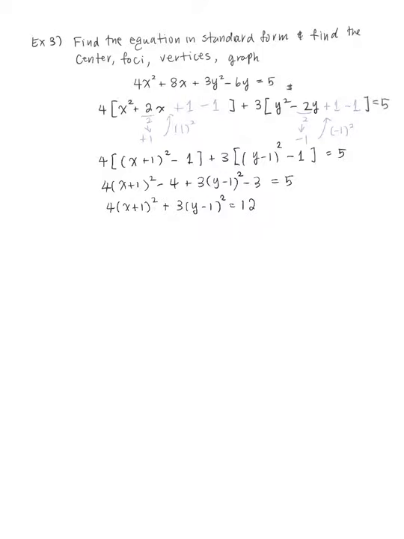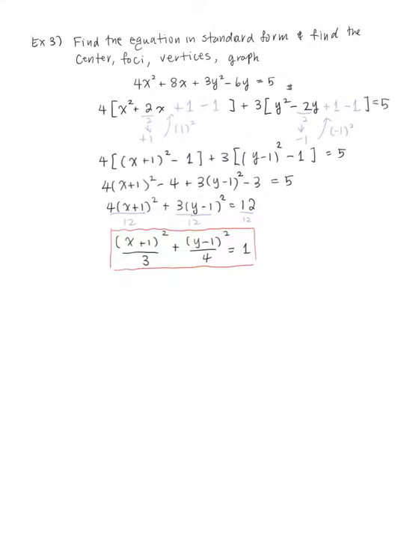Okay, now in order for you to make that perfect equation, the right hand side has to be 1. So we need to divide it by 12. So it looks like our equation is going to be x plus 1 squared over 3, and then plus y minus 1 squared all over 4 equals to 1. Beautiful. So this is the equation in standard form.